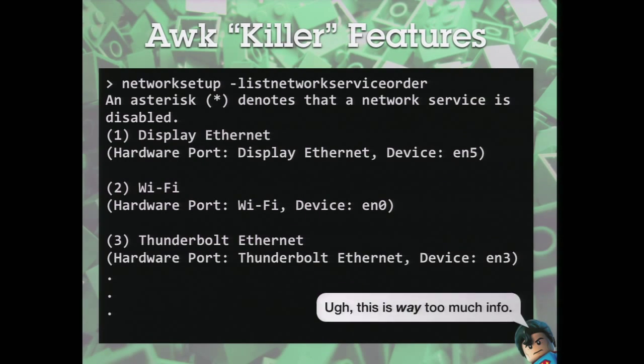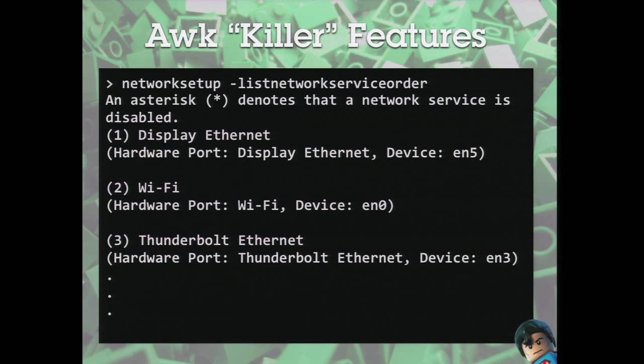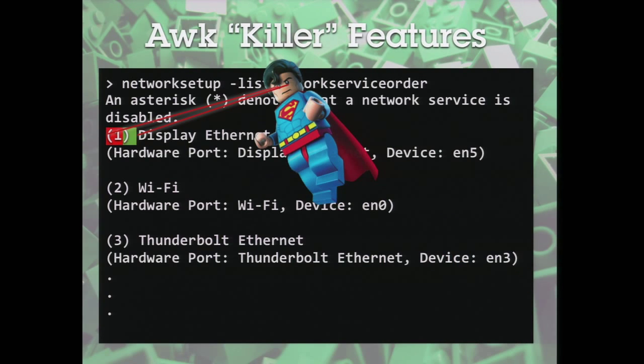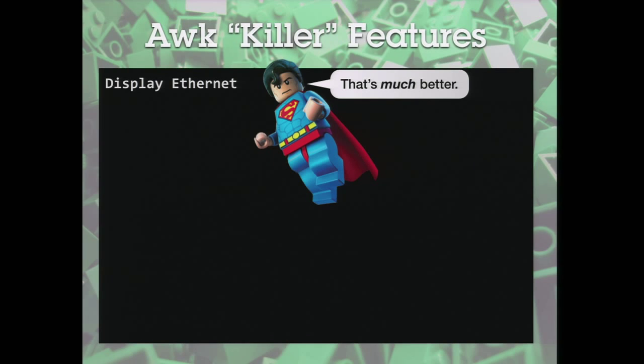So the entire awk command turns the complete output of network setup. I'm going to let him do his job, he's kind of eager to go. So he goes up, finds the one, splits it at the parentheses space, and then gives us back just the display Ethernet. Thanks, SuperAwk man.